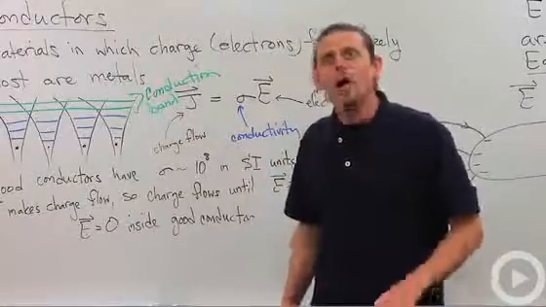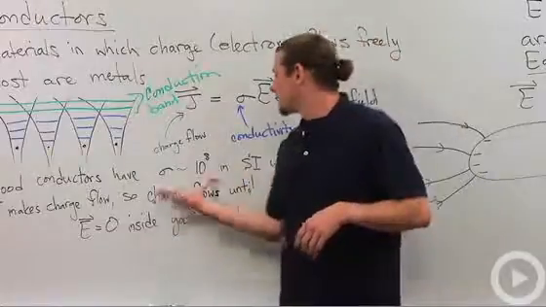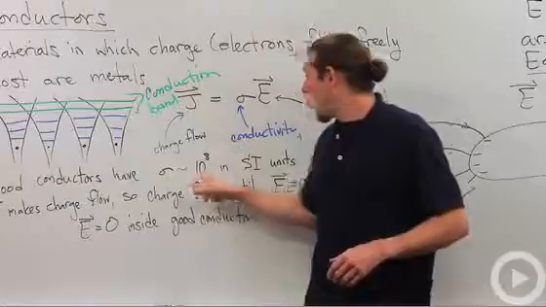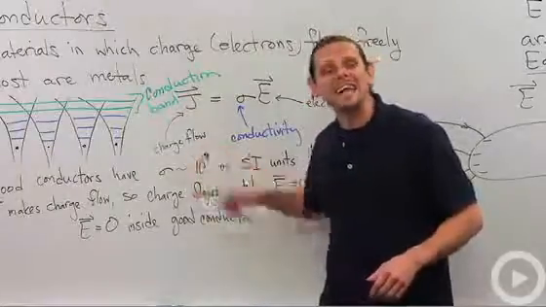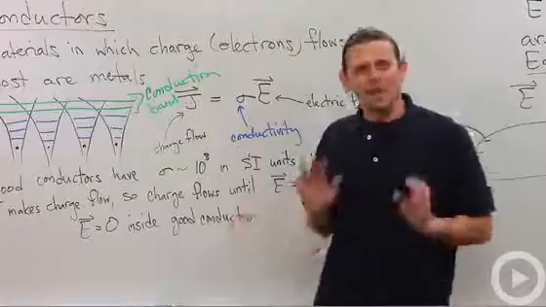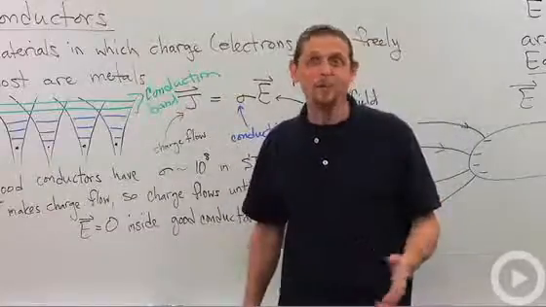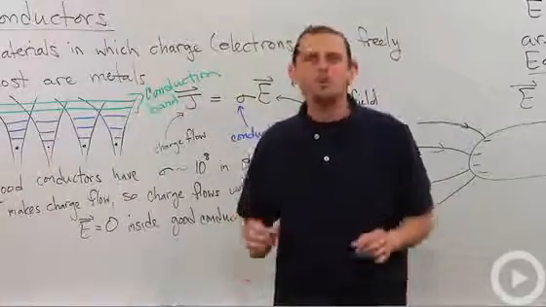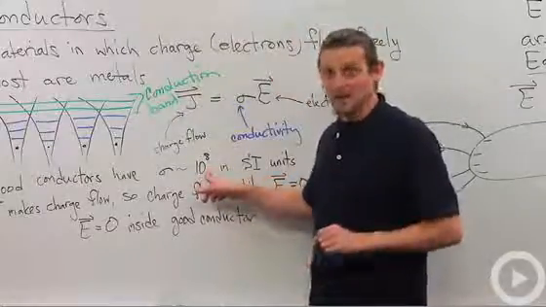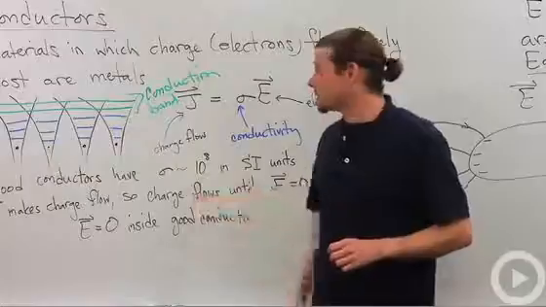Now, for most good metals, we've got sigma, the conductivity, of the order of 10 to the 8, 100 million in SI units. Now, I'm not going to talk about exactly what those units are yet because we need a little bit more to do that. But just so you know, it's a pretty big number for the good conductors.